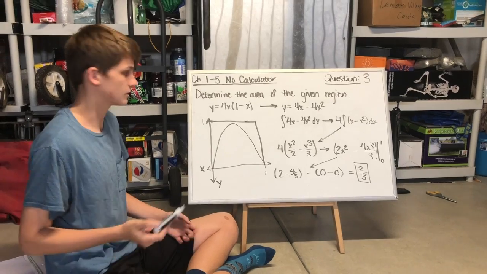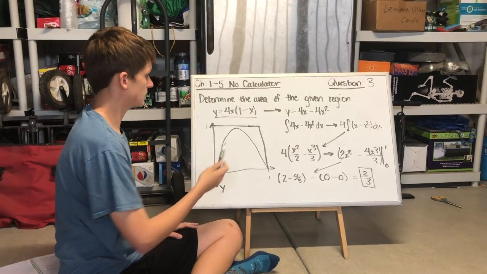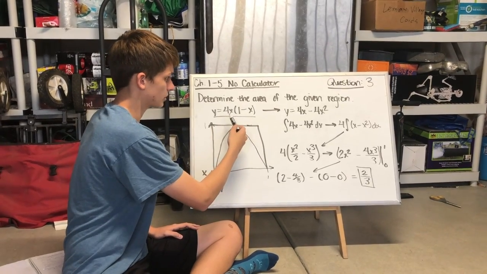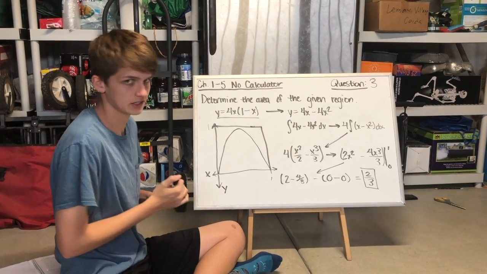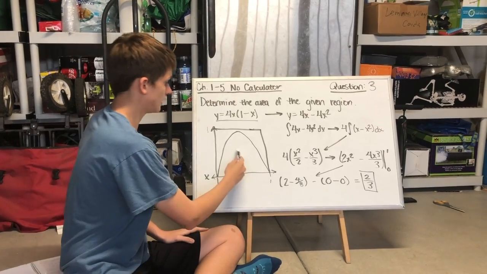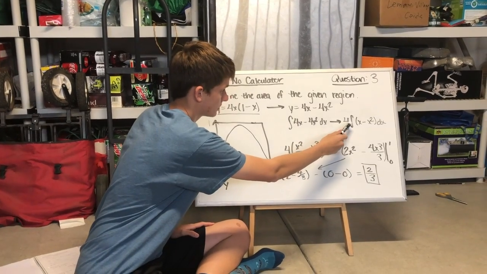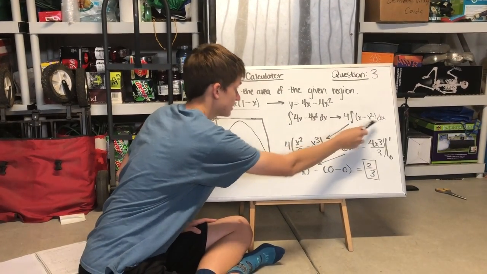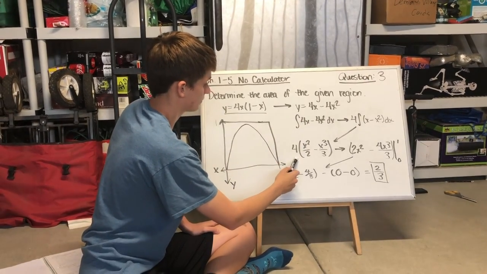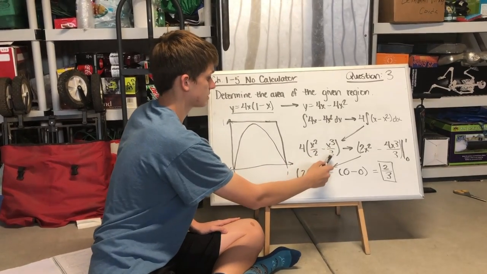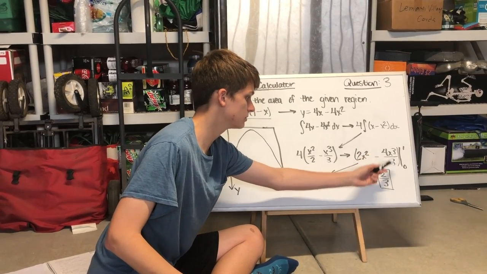But the actual way to do this with calculus is we have this function right here, so we can distribute the 4x within the parentheses, so we get y equals 4x minus 4x squared. And then we take the integral of this to find the area underneath the graph. So we get 4 times the integral of x minus x squared dx, because we can factor out a 4. So this leaves us with 4 times x squared over 2 minus x cubed over 3, which we can simplify into 2x squared minus 4x cubed over 3.